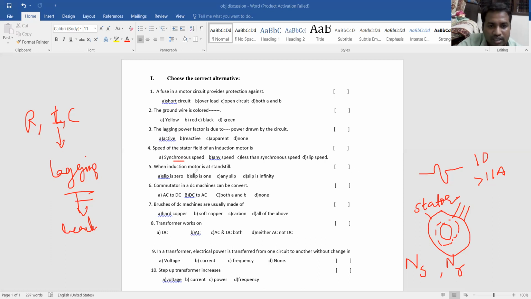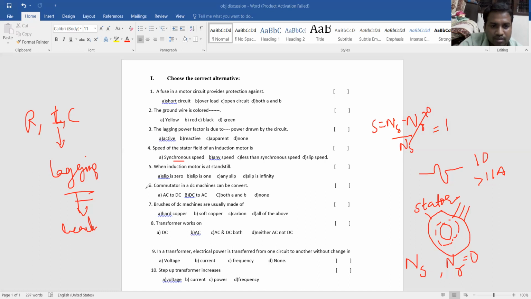Okay, next one is when the induction motor is at standstill. Standstill means rotor speed is equal to 0 because the rotor is not rotating. You know that slip is equal to Ns minus Nr by Ns, synchronous speed minus rotor speed divided by synchronous speed. Here Nr is equal to 0, because it stands still and is not rotating. So if Nr is 0, Ns by Ns is 1. So slip is 1.